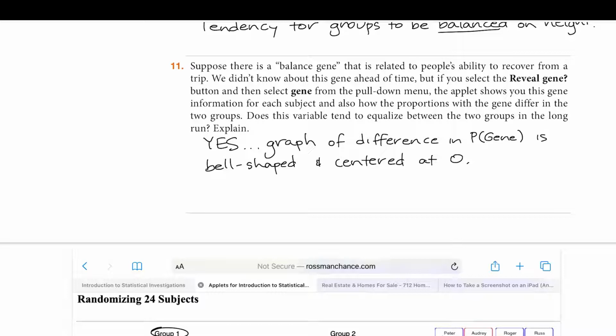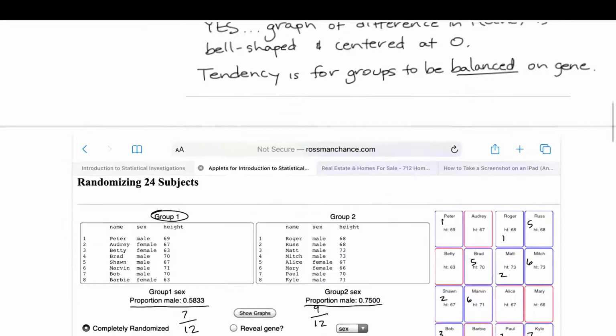And the bell-shaped is important because it shows the tendency is for differences to be around 0, close to 0, and the further away from 0 you look, the shorter the bars, the less likely you are to have a difference that big between the groups. So the tendency, just like in number 10, is for the groups to be balanced on whether or not people have the gene.